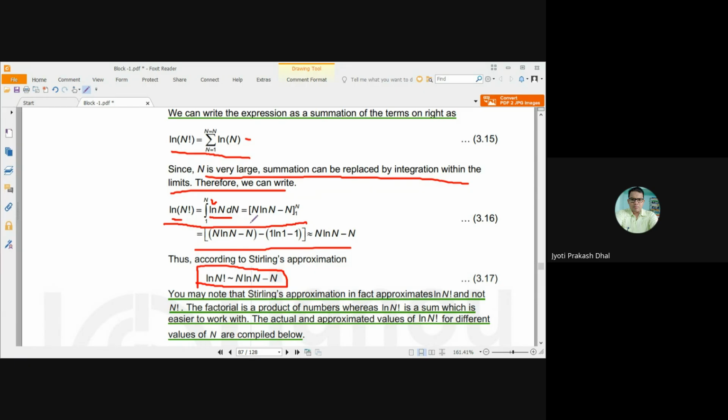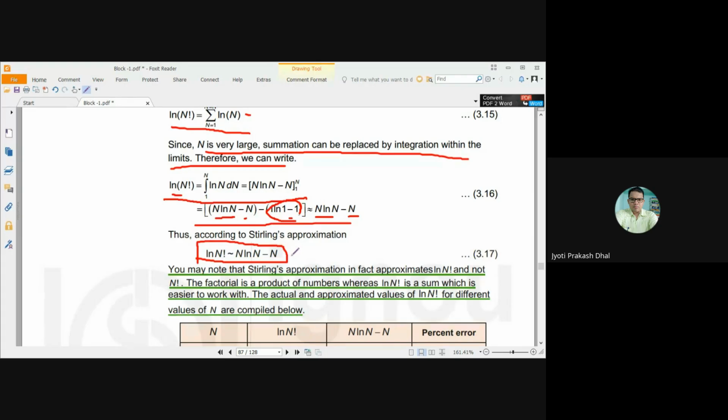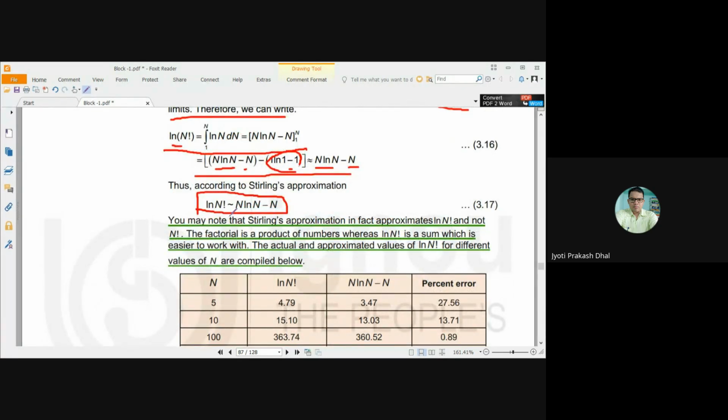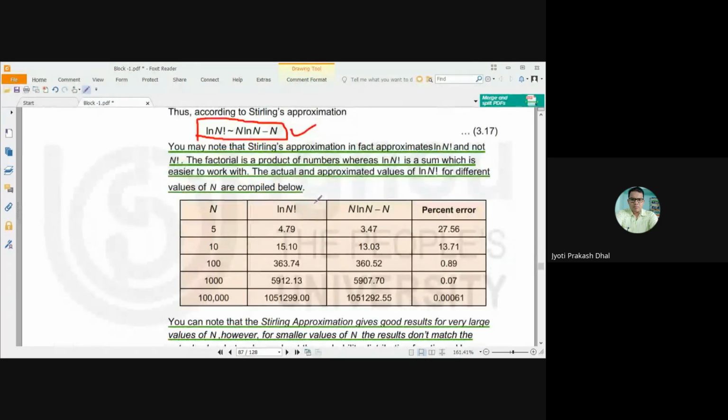So which is equal to n ln n minus n with limits 1 to n. Now which is equal to n ln n minus n, minus 1 ln 1 minus 1. So that is equal to n ln n minus n. Neglecting this small number, we can write n ln n minus n. Then according to Stirling's approximation, ln n factorial equals n ln n minus n. So this is Stirling's approximation.